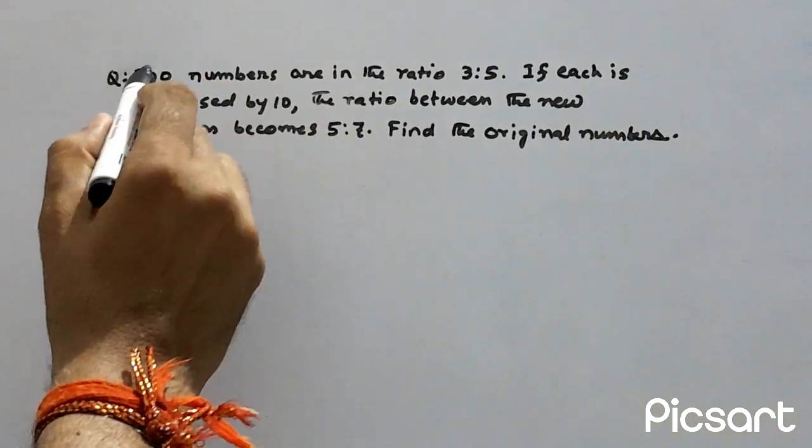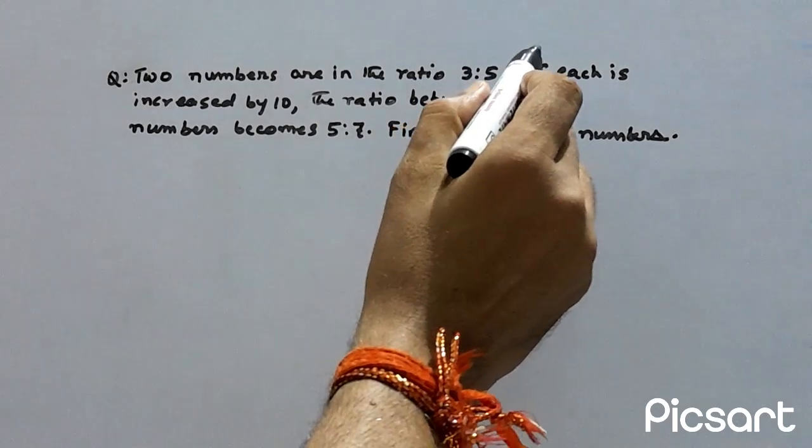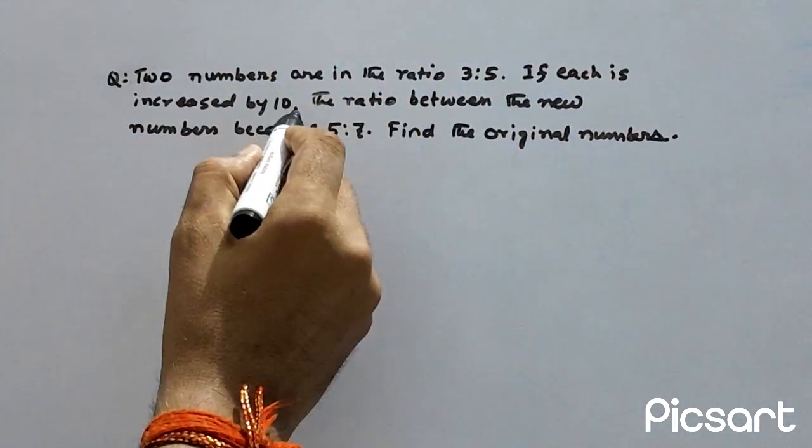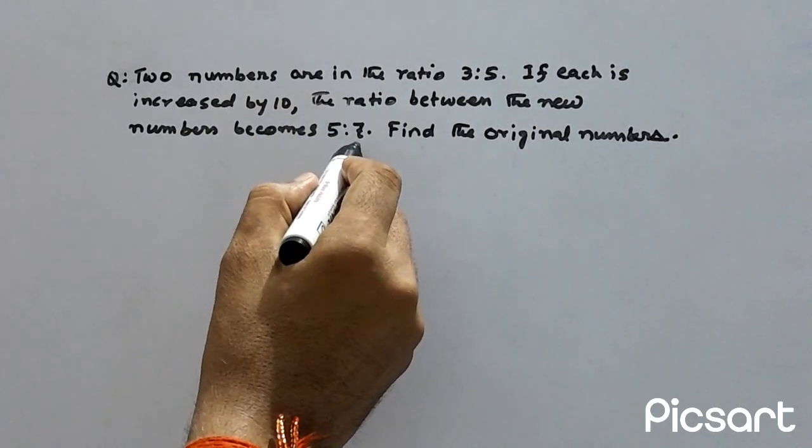Here the problem is two numbers are in the ratio of 3:5. If each is increased by 10, the ratio between the new numbers becomes 5:7.